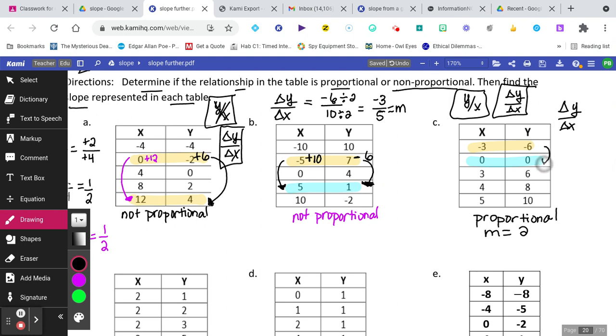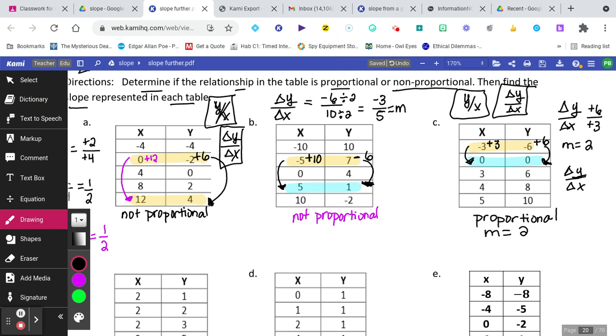So I'm going to ask, well, what am I doing on the y's to get from -6 to 0? Well, I know I'm going up, so I'm adding something. I'm adding a 6. So it's positive 6. And what am I doing to get from -3 to a 0? Well, I'm going up. What are you adding to -3? We're adding 3 to -3. So the change in x here is 3. And 6 divided by 3 is 2. Okay, so clearly this formula also works on the tables that are proportional.